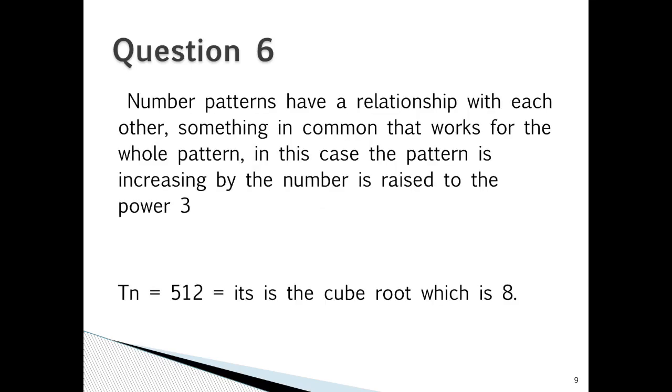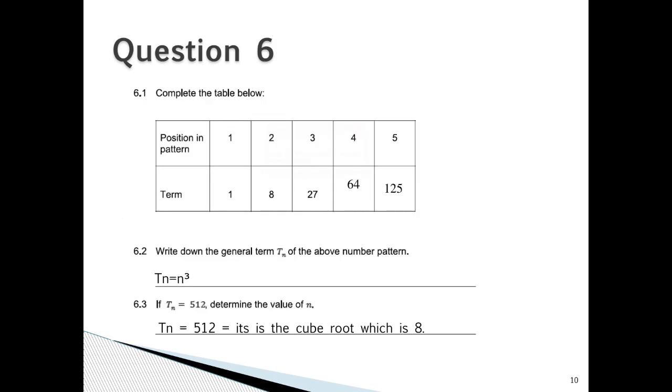Number patterns have a relationship with each other, something in common that works for the whole pattern. In this case, the pattern is increasing by the position number raised to the power 3. For 6.1, to complete the pattern, you'd have to find the cubes of 4 and 5, which are 64 and 125. If you needed to write down the general term, Tn is equal to n to the power 3. If Tn is equal to 512, you need to find its cube root, which is 8.